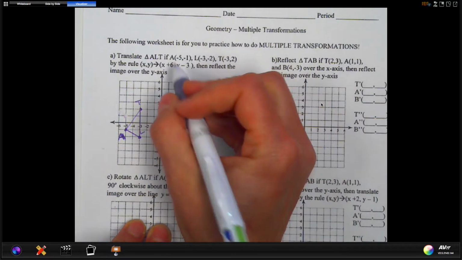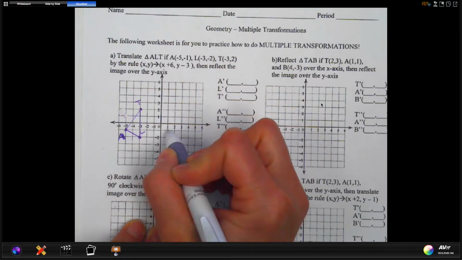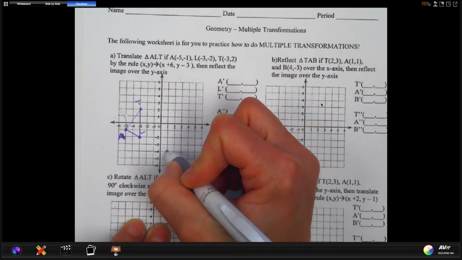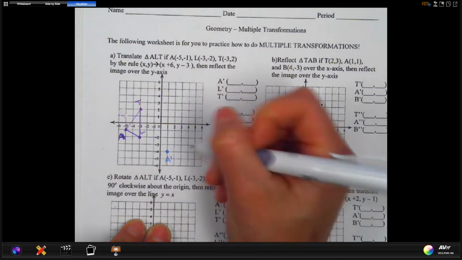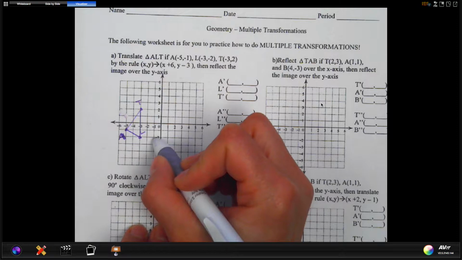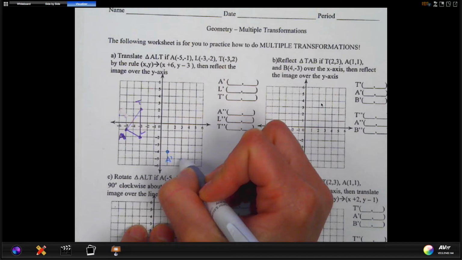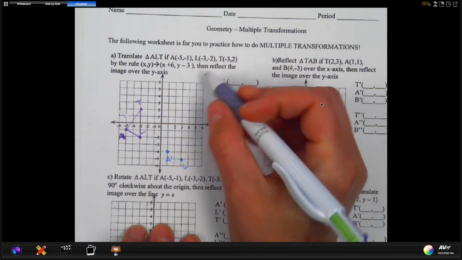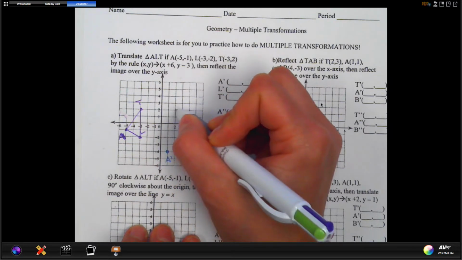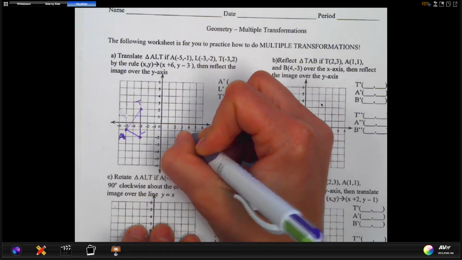Okay, so we are going to go right 6: 1, 2, 3, 4, 5, 6. And then we're going to go down 3: 1, 2, 3. Okay, there is A prime now. Then we're going to do the same thing with L. We go 1, 2, 3, 4, 5, 6 to the right, and then 1, 2, 3 down. Here's L prime. And then finally T, we go 1, 2, 3, oops, I'm sorry, 1, 2, 3, 4, 5, 6 to the right, 1, 2, 3 down. Okay, there's T prime.